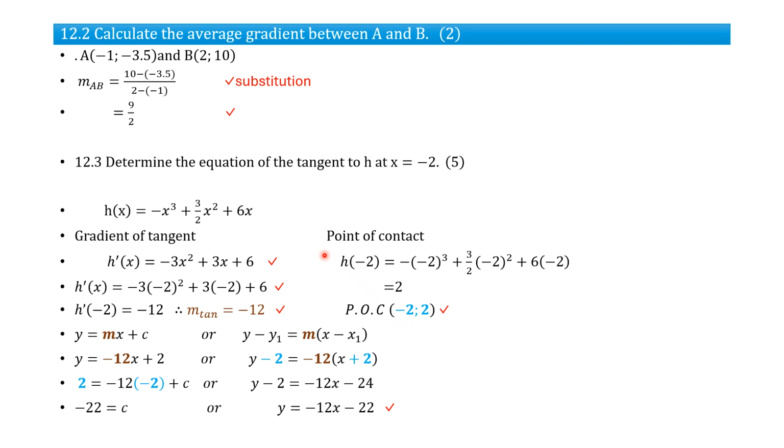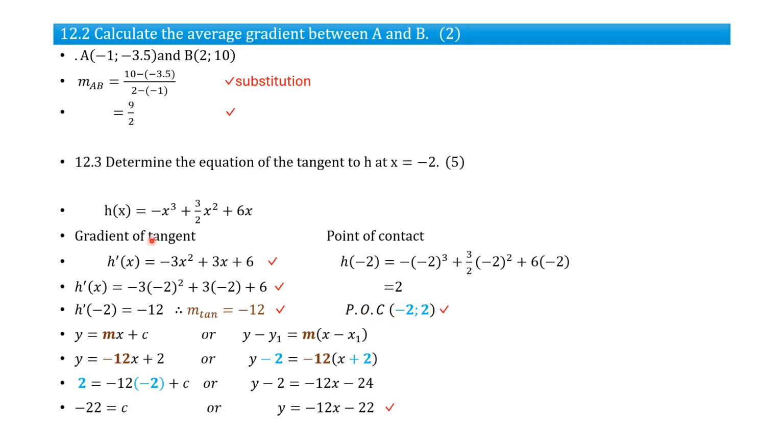Right, for my point of contact, I always substitute back into the original equation. So I have x equals minus 2. So that becomes h(minus 2) equals minus (minus 2) cubed plus 3 over 2 times (minus 2) squared plus 6 times (minus 2). Simplify, that's 2. So my point of contact is negative 2 and 2.